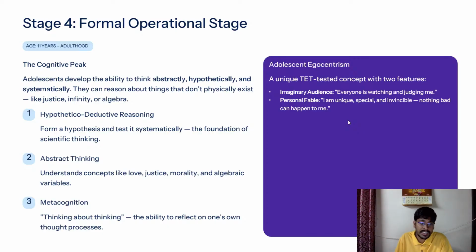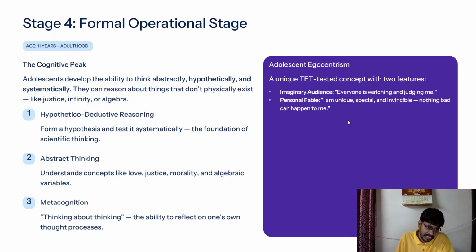Abstract thinking, basically they develop it. They understand concepts like love, justice, morality, and algebraic values. So here they understand the feelings also, like what is love, what is justice, morality, everything they can understand. So that abstract thinking usually develops here. And metacognition, thinking about thinking, the ability to reflect on one's own thought process.